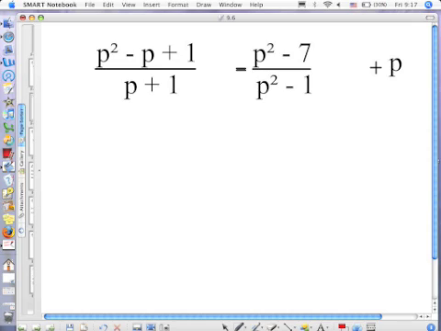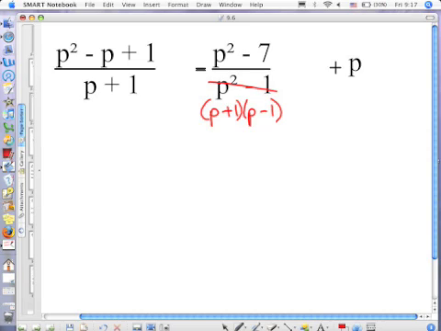I can't do a common denominator yet, because p squared minus 1 can be factored. Okay? And before I start getting rid of my fractions, I need to make sure I don't create an undefined problem here. So p cannot equal what? Again, plus or minus 1. Okay? What's the common denominator? P plus 1, P minus 1.